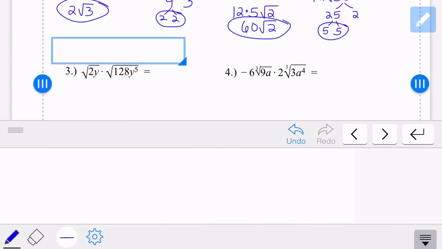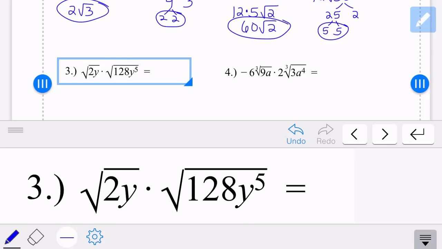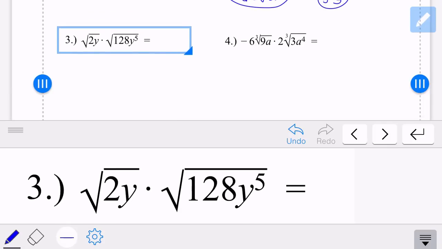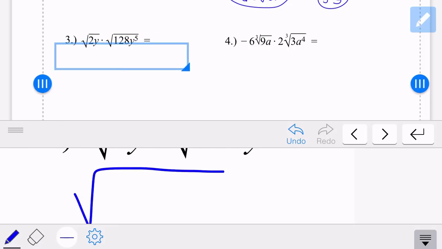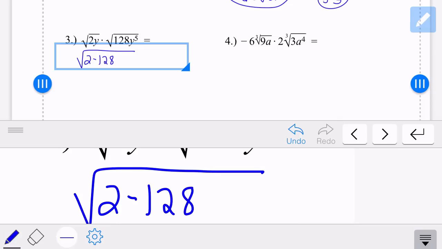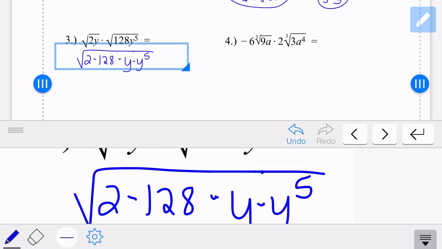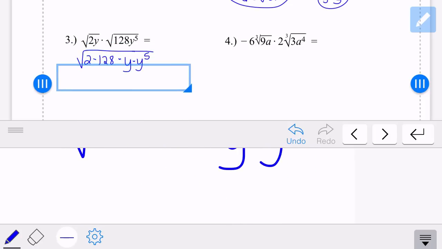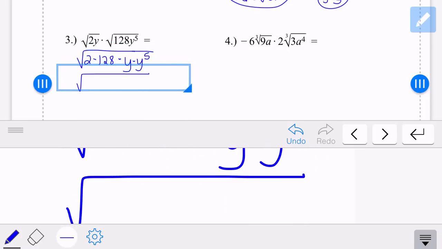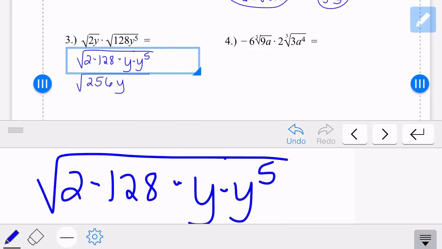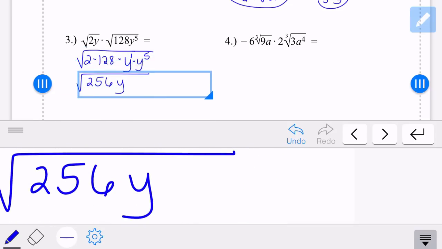Next example here. Now, this one looks a little bit tricky. There are no terms outside of the radical, so let's just multiply the insides together and see what we get. So we have the square root, and we want to do 2 times 128, and we want to do y times y to the 5th. And then what do we get? So 2 times 128, 256. And then remember your exponent rules, y is y to the 1st, and then when we multiply we should add those exponents together, so we get y to the 6th.